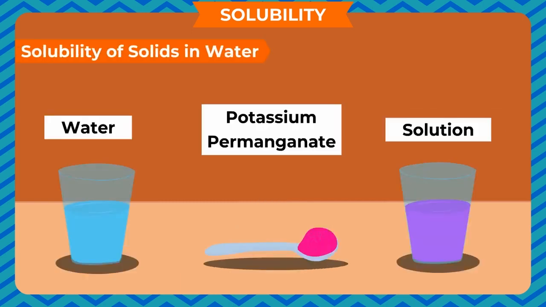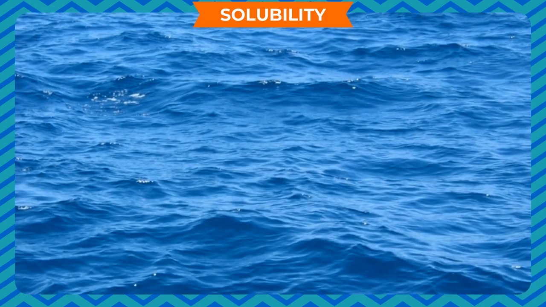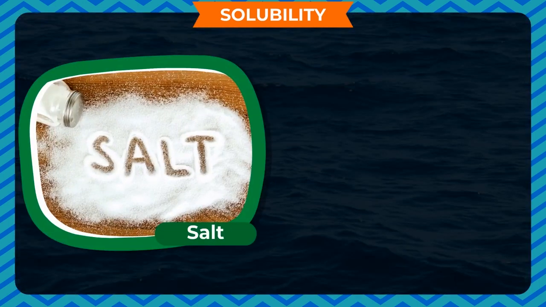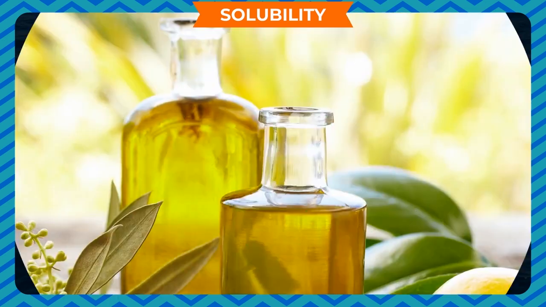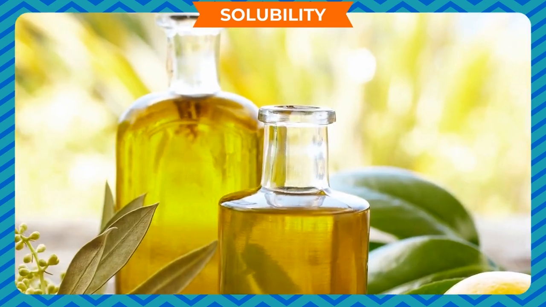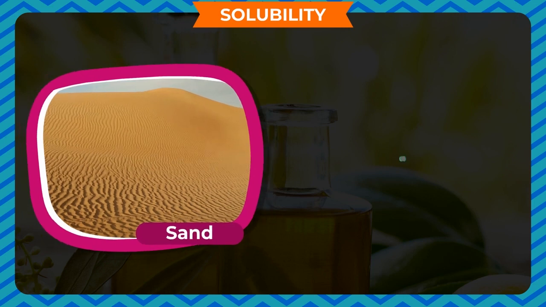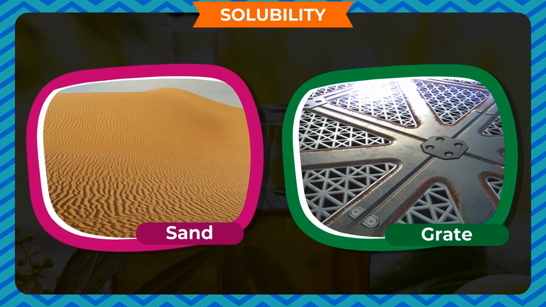Solubility of solids in water. Some solid substances such as salt, sugar, lime, etc. dissolve in water. They are called soluble substances, while those which do not dissolve in water, such as sand, chalk, etc., are called insoluble substances.